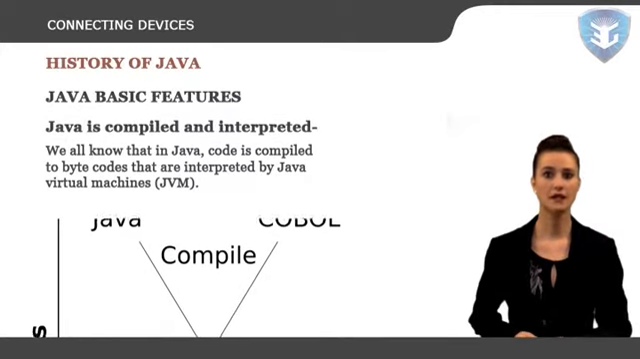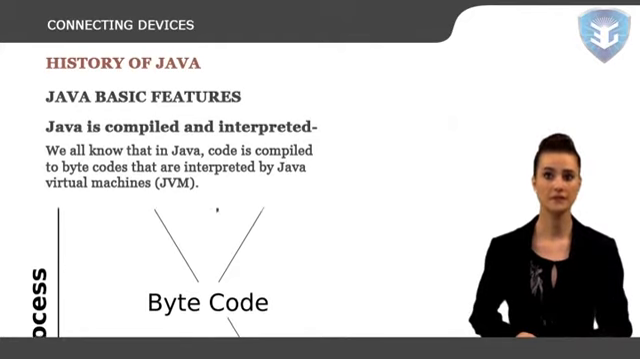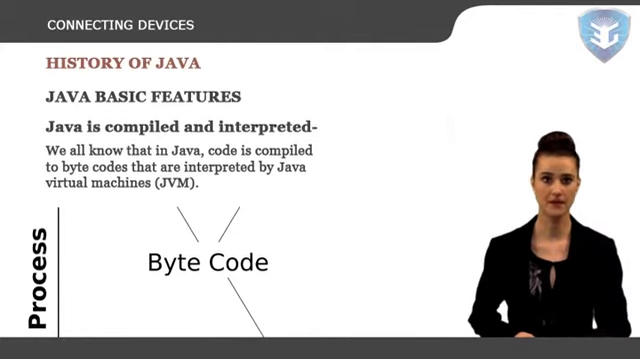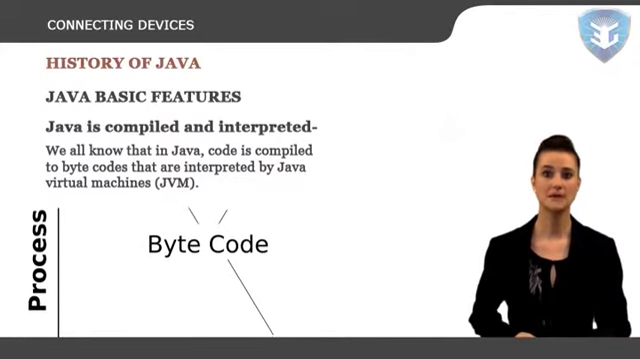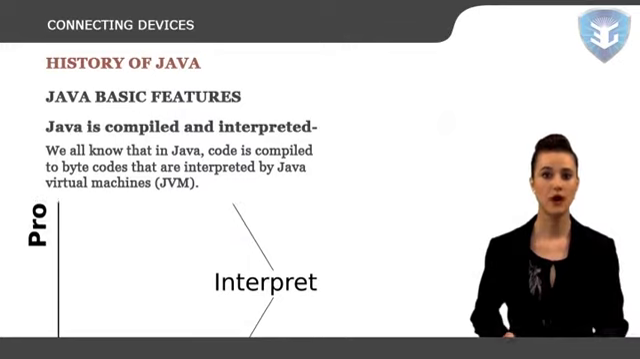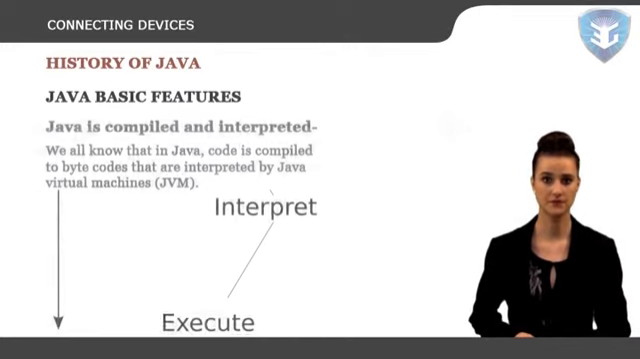Java is compiled and interpreted. We all know that in Java, code is compiled into bytecodes that are interpreted by the Java Virtual Machine, JVM. This provides portability to any machine for which a virtual machine has been written. The interpreter program reads the source code and translates it on the fly into computations.